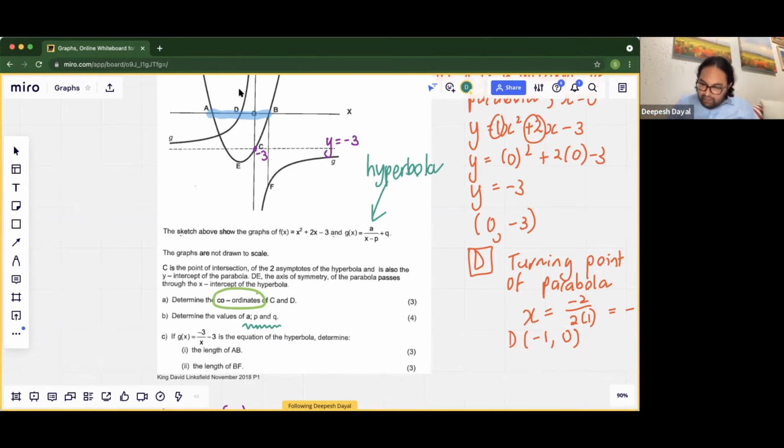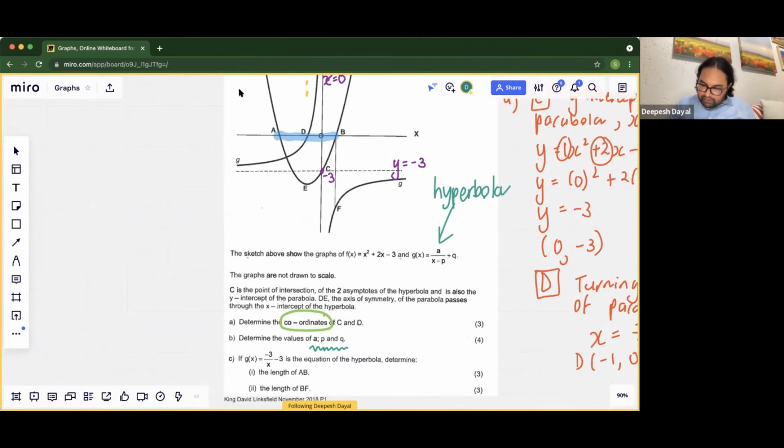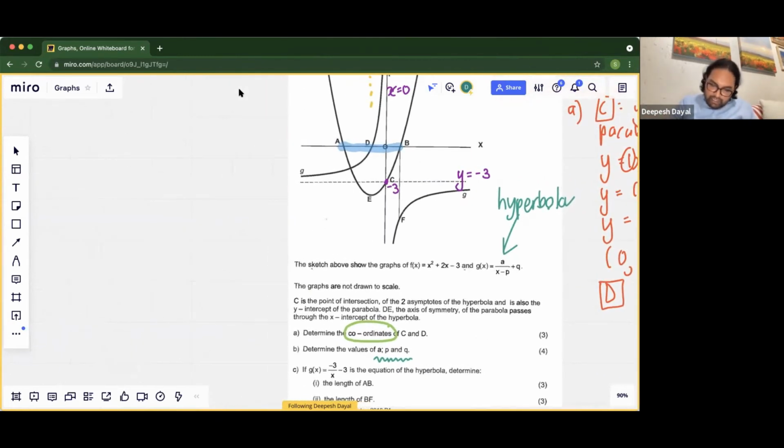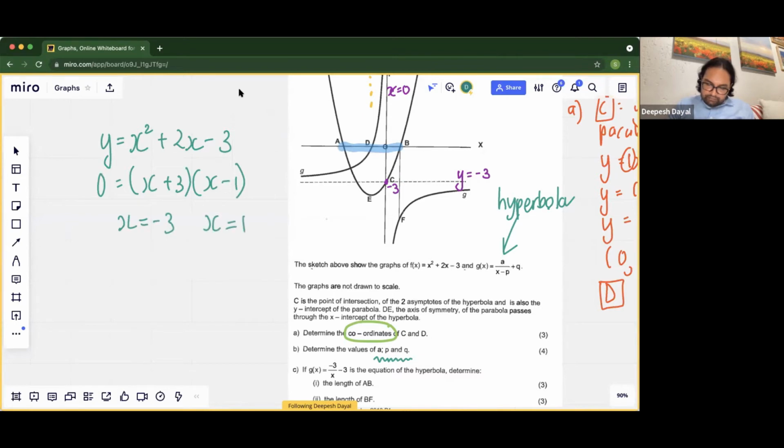So what is the value of A and B? Let's take our equation, which is y equals x squared plus 2x minus 3. What we need to do here is simplify this and form 2 brackets, right? So we're going to make this 0 to find the x-intercept. It's going to be x plus 3, x minus 1. So x equals minus 3, and x equals 1.